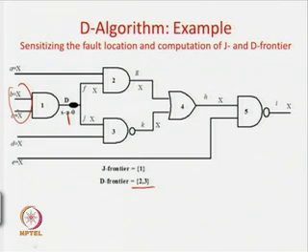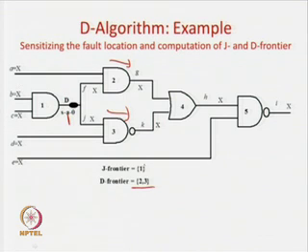As we already discussed, the J frontier mainly handles backtrack, and D frontiers go in the forward direction, while the J frontier tells you about backward direction movement. Okay, so now what happens? This gate output is 1, we know, to sensitize the fault, and both the inputs are X.